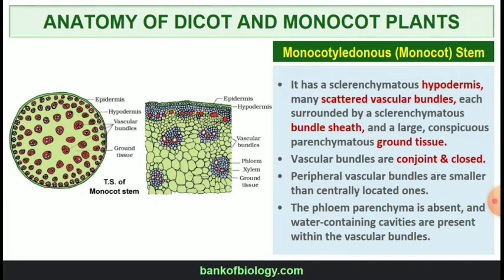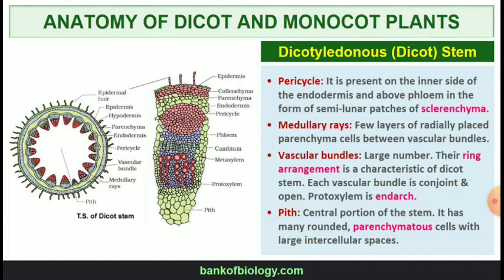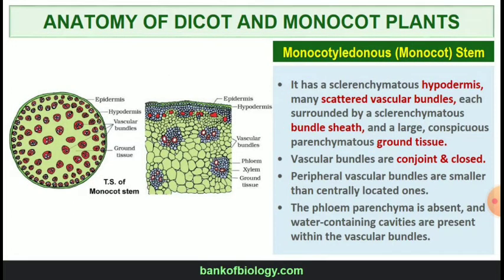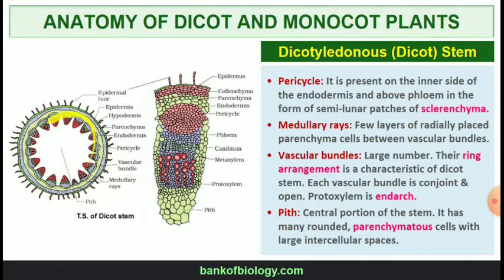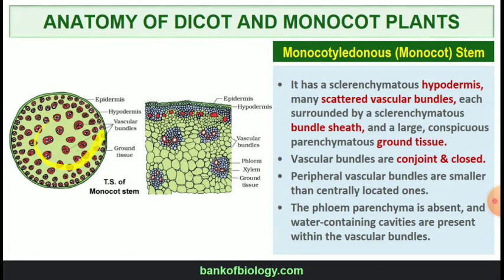Now coming to the next one, that is going to be your monocot stem. Monocot stem is going to be different from the dicot stem. Let us see how. It has a sclerenchymatous hypodermis, that is going to be outermost after the epidermis. Within it has ground tissue and many scattered vascular bundles. You can observe over here that in the dicot they are present in a ring, but here the vascular bundles are scattered all over. And each of the vascular bundles is surrounded by a sclerenchymatous bundle sheath and large conspicuous parenchymatous ground tissue.